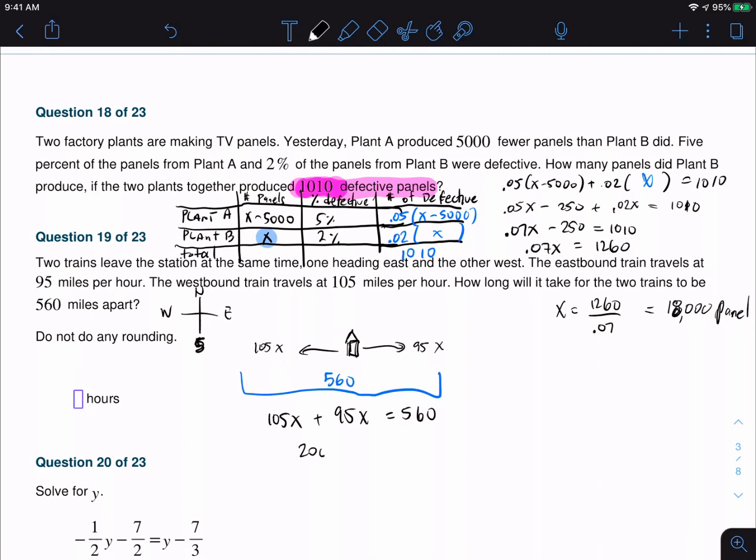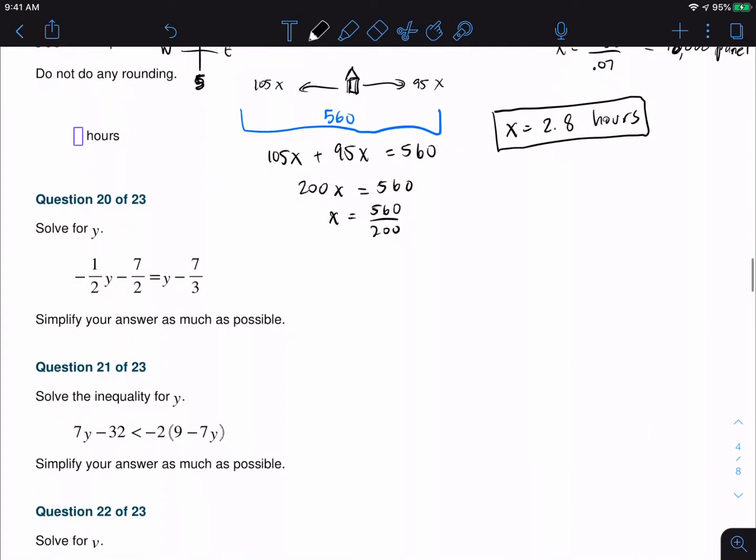Well, that's going to be 200x is equal to 560. So then x is equal to 560 divided by 200, and my x is 2.8 hours. So how much time is it going to take? 2.8 hours for the two trains to be some 560 miles apart. Okay. But the picture is what helps, right? Yes. The picture is the big thing in this problem. All right. So let's do number 20.